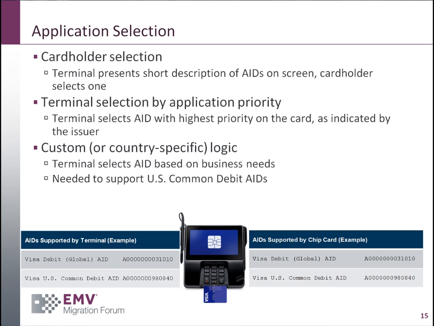This allows for the U.S. Common Debit AID to be selected when it is one of a pair, in other words, where two AIDs point to the same funding source, for example, a single debit account.